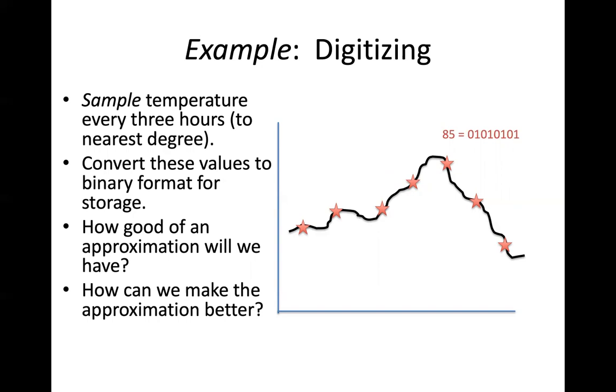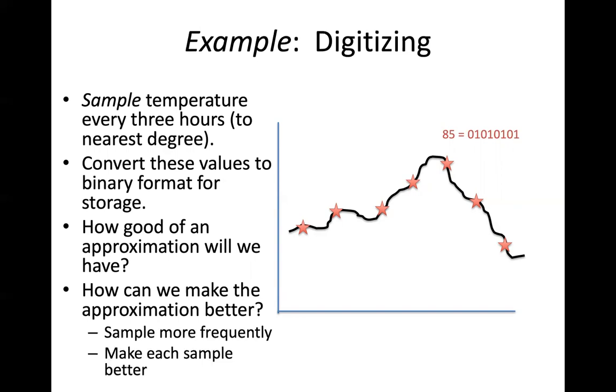So one question we can ask is, how good of an approximation of the real world are we going to capture using this method? And also, how can we make the approximation better? It turns out that making the approximation better is fairly straightforward. All we have to do is sample more frequently. Instead of sampling every 3 hours, we could sample every 1 hour or even every 10 minutes. We can also make each sample better. Instead of rounding to the nearest degree, we could round to the nearest 10th or 100th of a degree. So there are two basically separate ways of making a digital sampling of an analog signal better. We can sample more often, or we can make each sample better.